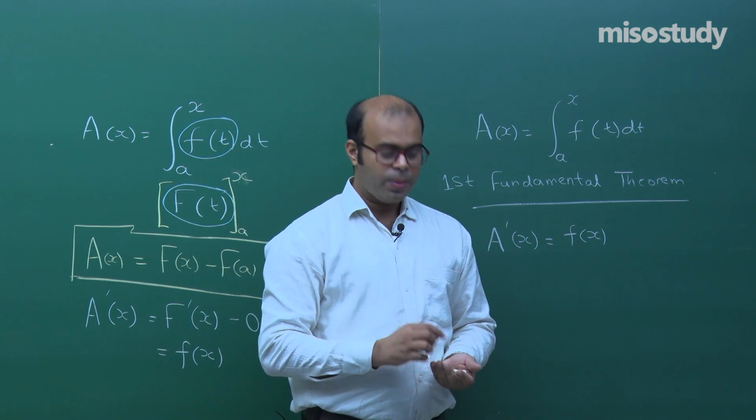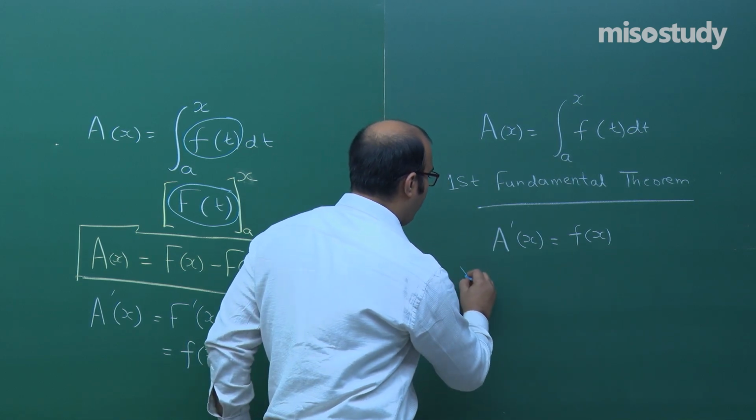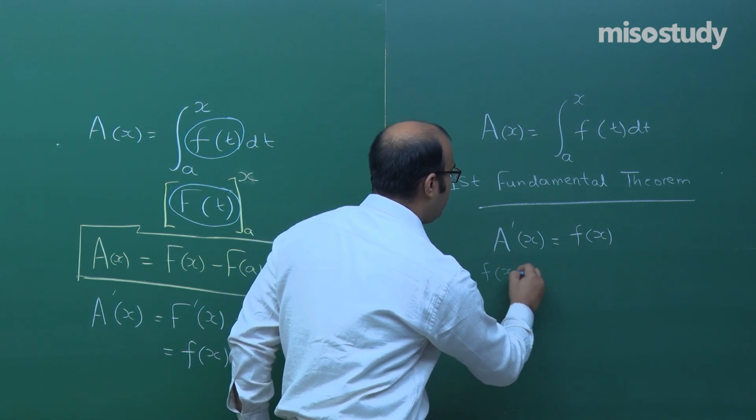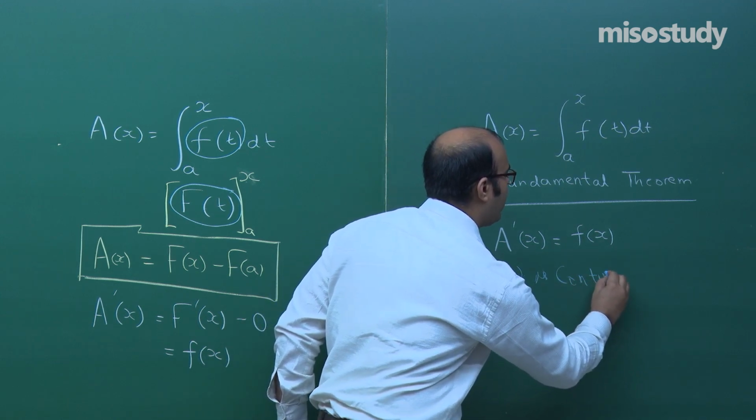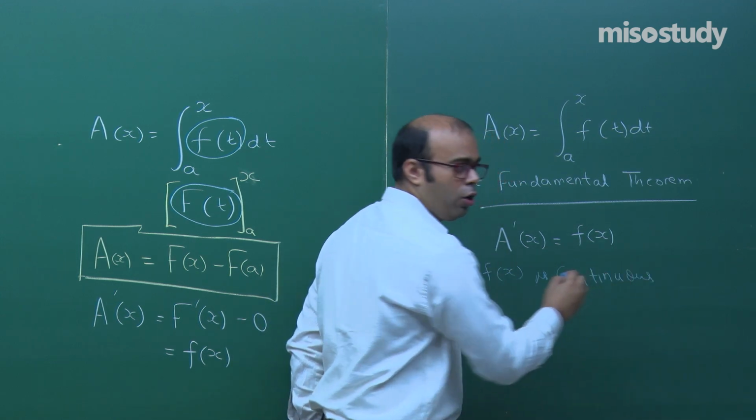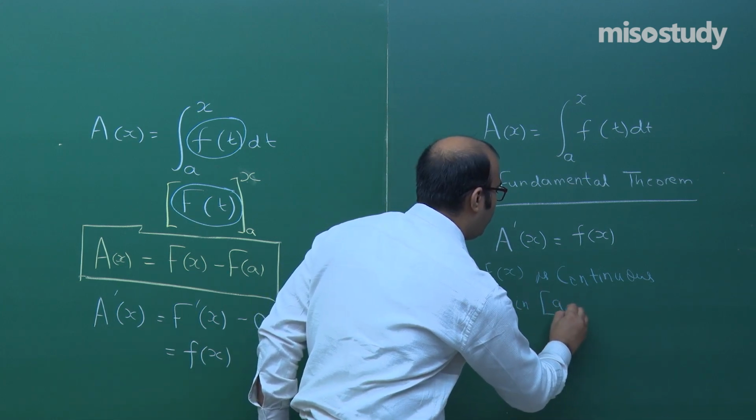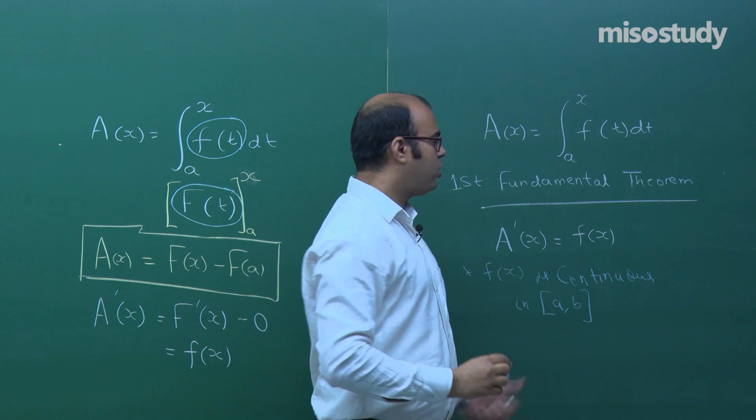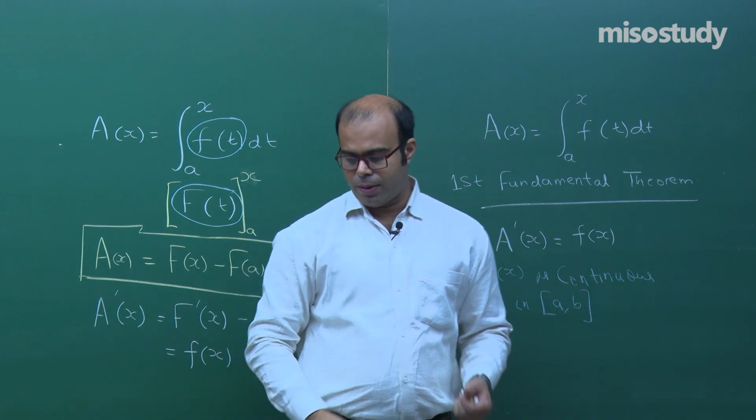theorem of calculus. One thing which you have to note here is that this function fx is continuous in a comma b. If it is not continuous, then we cannot do it like this. For a discontinuous function we cannot write like this. Okay, students, so this is the first fundamental theorem of calculus.